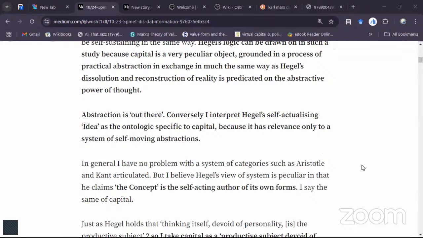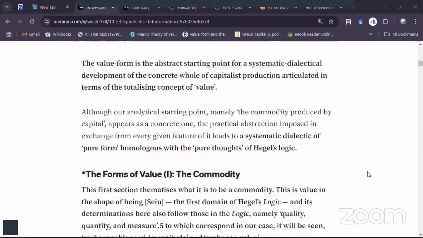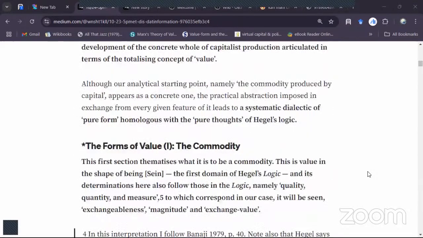The Cybertruck is only truly measurable once you actually drive the damn thing. So these are important issues, and we talked about that yesterday. And I tried to get to it by discussing different ways of constructing the argument of the forms of value. And this is done in a Hegelian way.